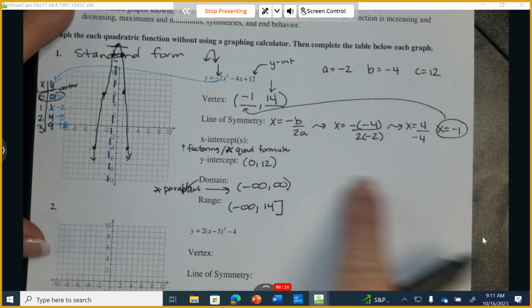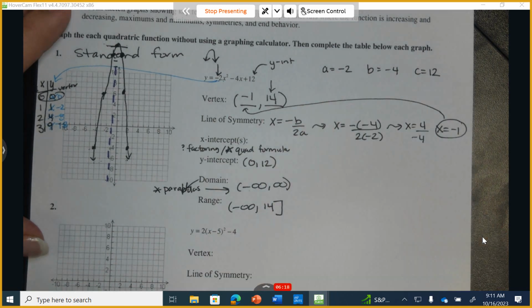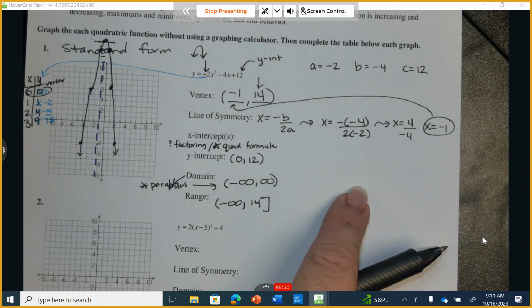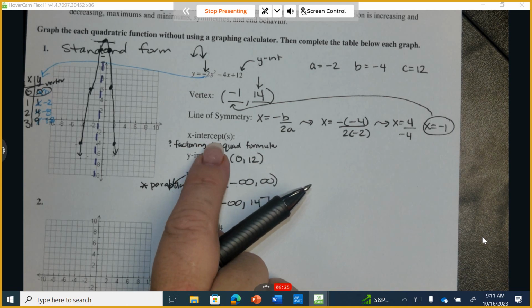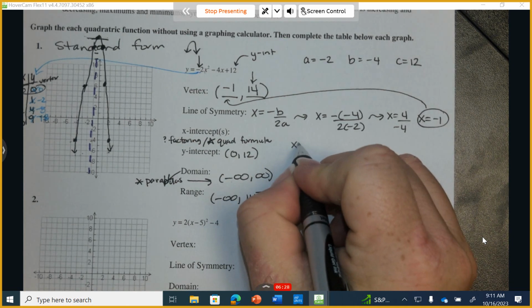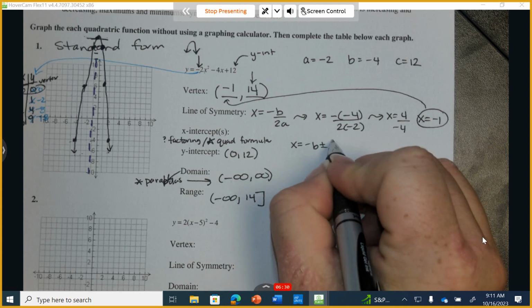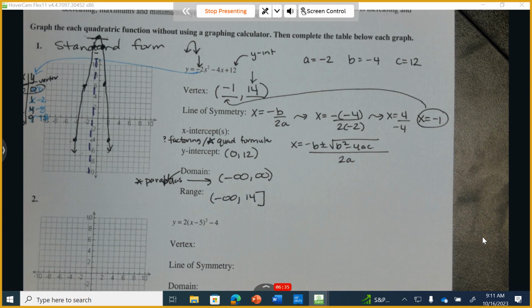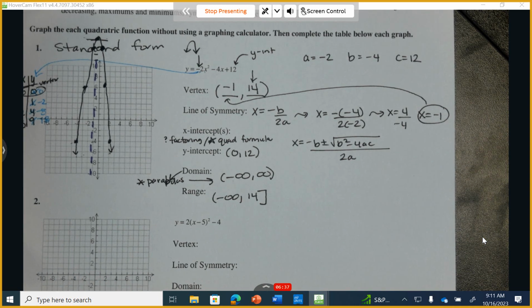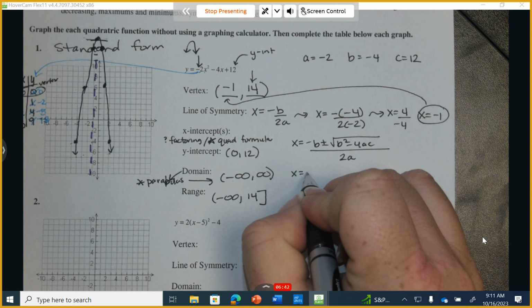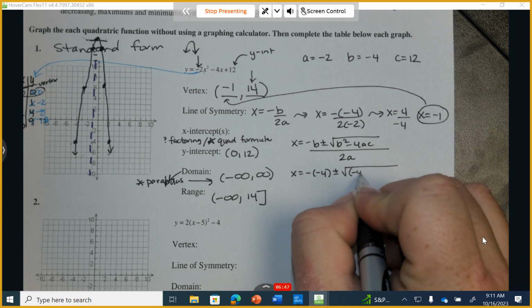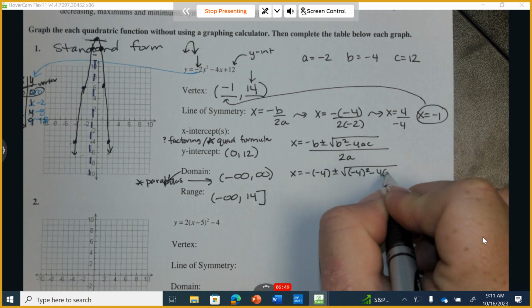I'm going to use the quadratic formula over here, my A, my B, and my C, and I'm going to identify, using that, what are the solutions. The solutions, when I solve, will be the accurate x-intercepts. So let's write this down. x equals negative b plus or minus the square root of b squared minus 4ac, all over 2a. All right, so I'm going to replace the b with a negative 4. Anytime I'm plugging something in, I'm putting it into parentheses.